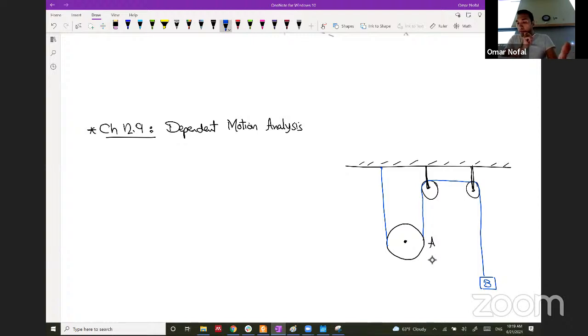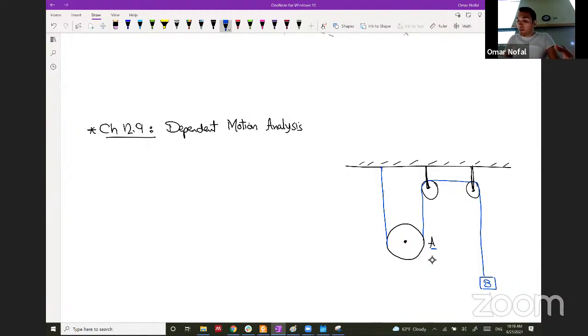So for these problems, we know that the length of the rope is not changing. So this rope or this wire is not changing from here up to here. So if we were able to calculate the length of this rope and differentiate it with respect to time, we will be able to get the velocity of A and B.